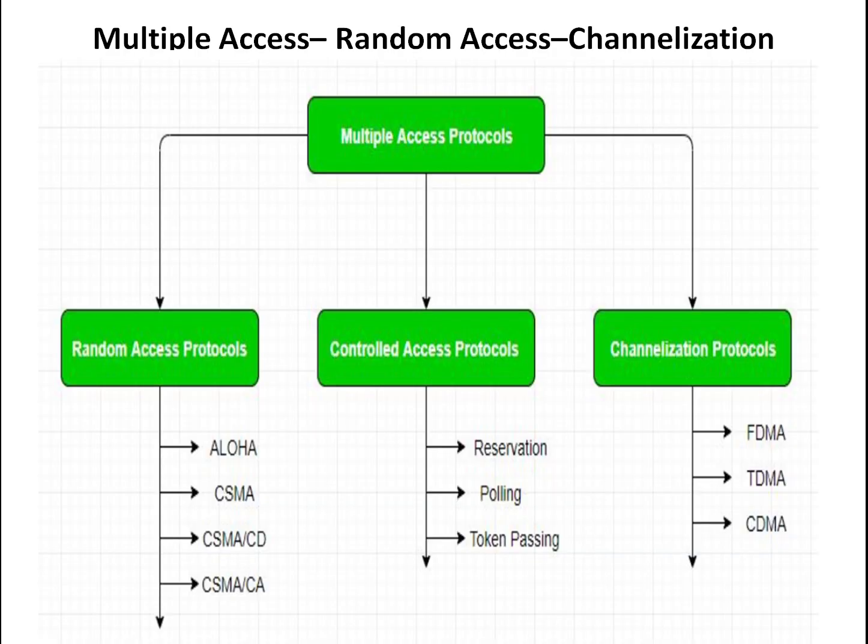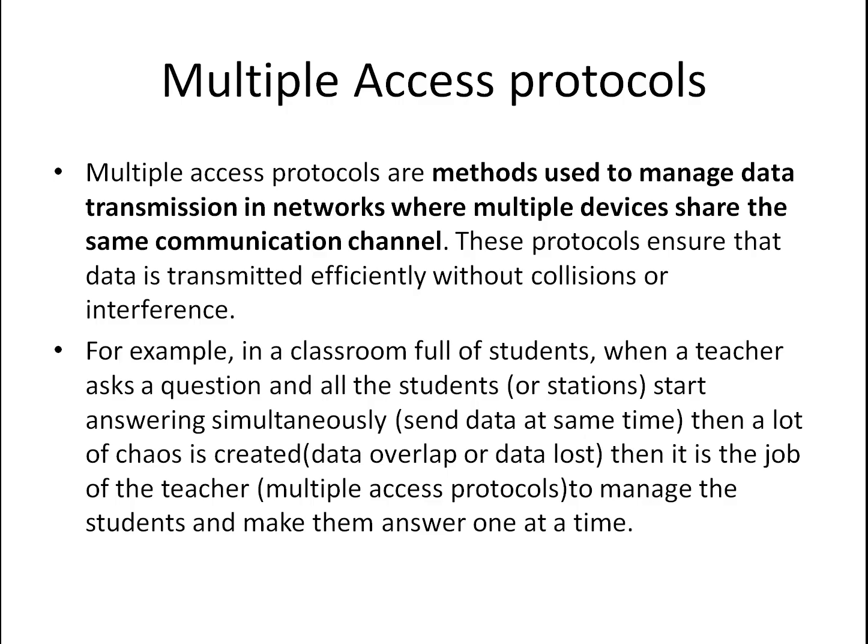So multiple access and channelization: you have the random access protocol, controlled access protocol, and channelization. Random access includes ALOHA, CSMA/CD, CSMA/CA; controlled access includes reservation, polling, token passing; and channelization includes FDMA, TDMA, and CDMA. A multiple access protocol is a method used to manage data transmission when multiple devices share the communication channel. For example, in a classroom full of students, when the teacher asks a question and everyone answers, there is overlap. So the teacher uses a multiple access protocol to make them answer one at a time.